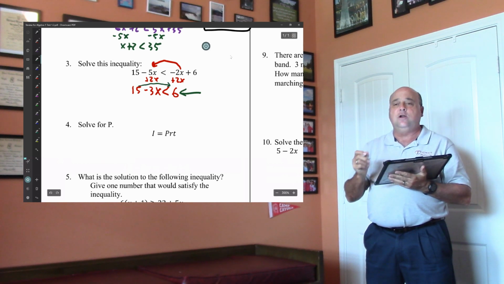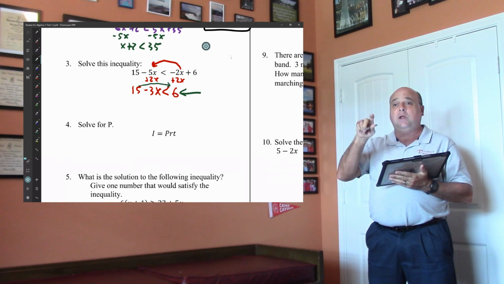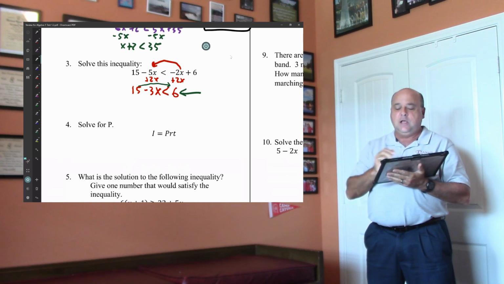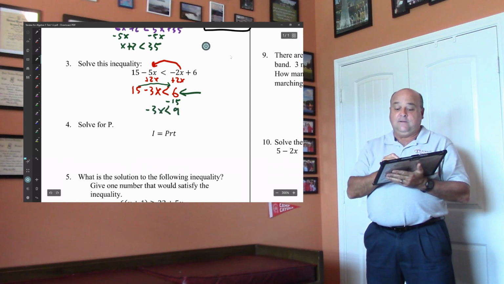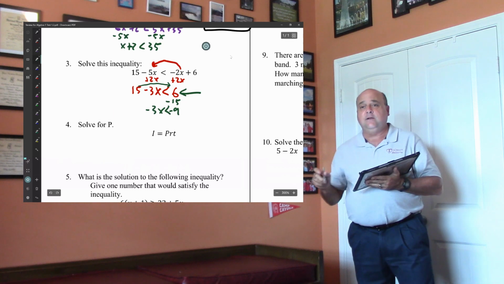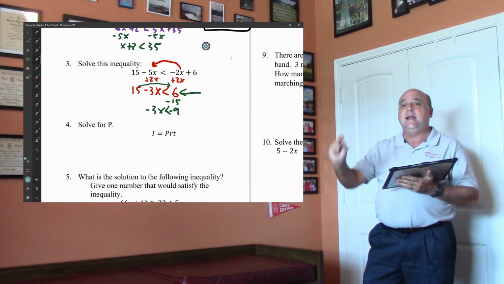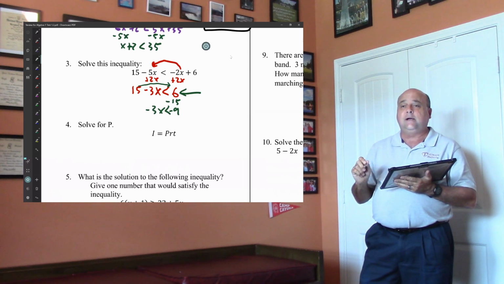Now then, you're not going to add the 3 because the 3 has the x. You've got to move that 15 over. You will not do 6 plus 15 because the 15 is positive. So on your calculator, hit 6 minus 15. And you get negative 9, actually, right? 6 minus 15, negative 9. Negative 9 should be shown on your calculator.